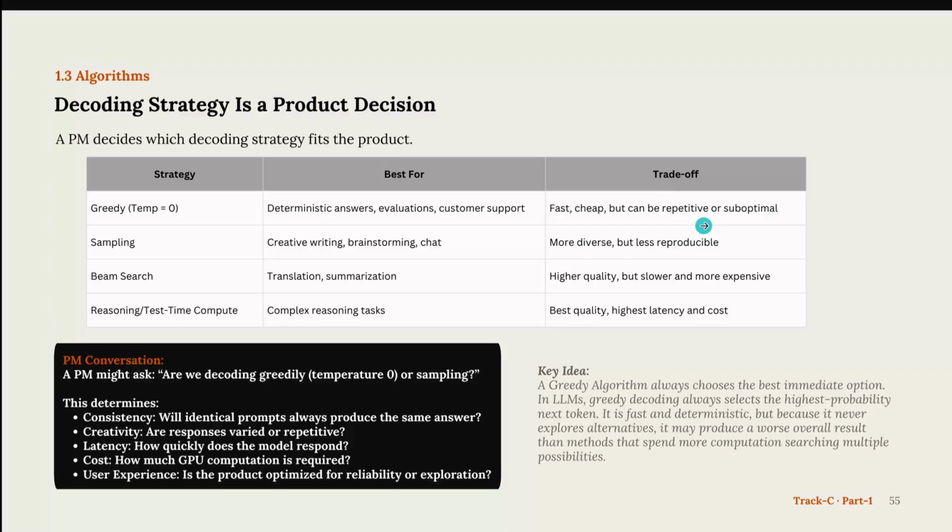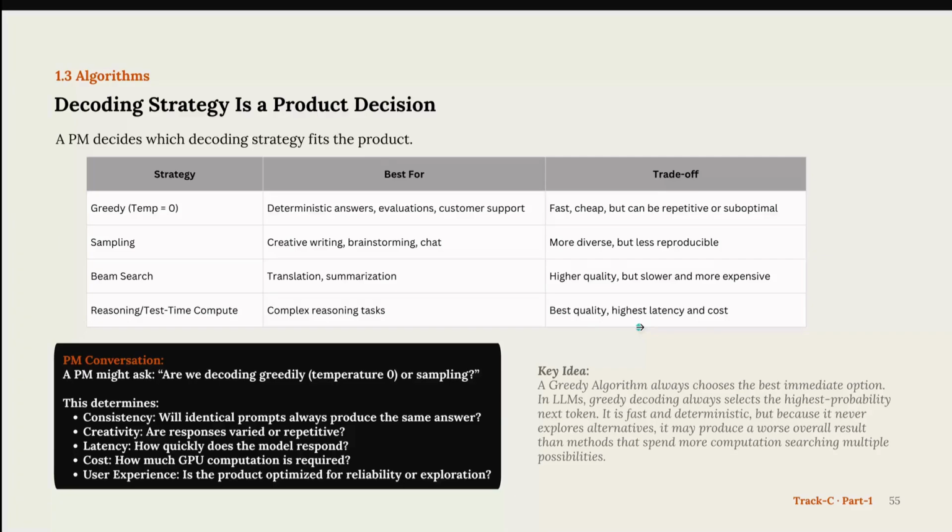Beam search, multiple directions, helps you in ideally finding the right translation and summarization. The trade-off is that while we have higher quality, it becomes slower and more expensive. Reasoning or test-time compute is best for complex reasoning tasks, whereas the trade-off is that while you get the best quality, you get high latency and cost as well.